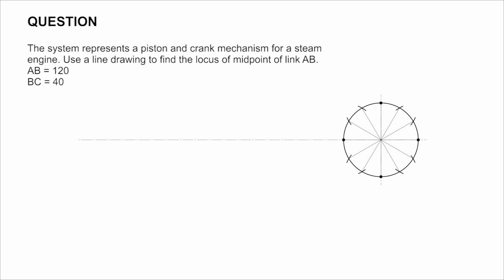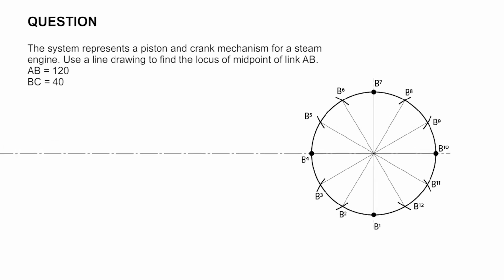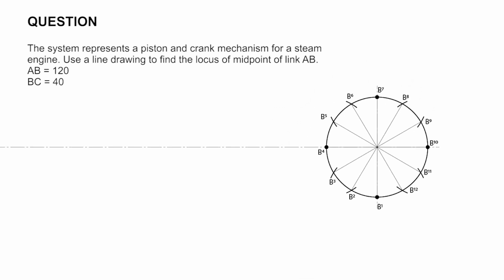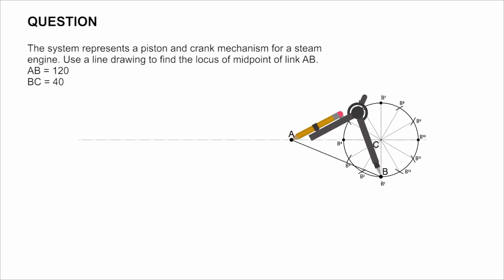Do the same thing on the other 3 points on the center line. Make sure to draw pale lines. Label the divisions as such. Since the link AB is equal to 120 mm, open your compass to this dimension. Place your compass on B1 and cut the center line as shown.